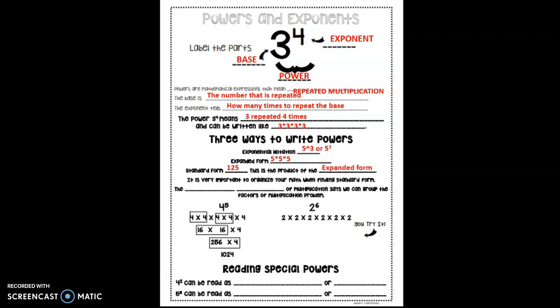It is very important to organize your math when finding standard form. The associative property of multiplication says we can group the factors of multiplication problems.